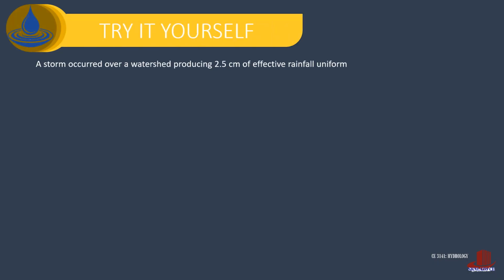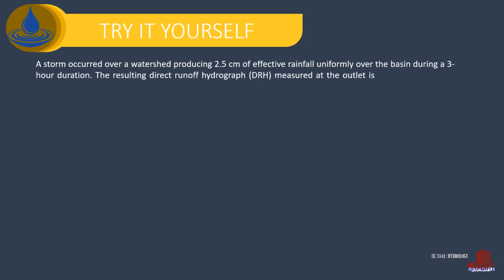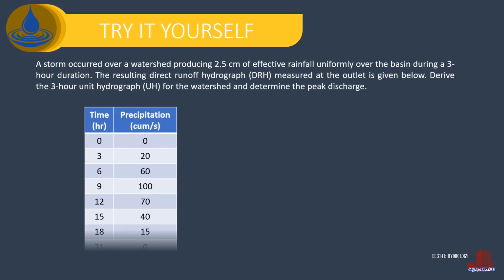For your practice, here is another similar problem where the effective rainfall is 2.5 centimeters over a basin during a 3-hour duration. A direct runoff hydrograph is also measured at the outlet as shown. The task is to derive a 3-hour unit hydrograph for the watershed, then determine the peak discharge. Whether you plot the graph or not, you can come up with the coordinates where the peak discharge is 40 cumex per cm. Good luck!